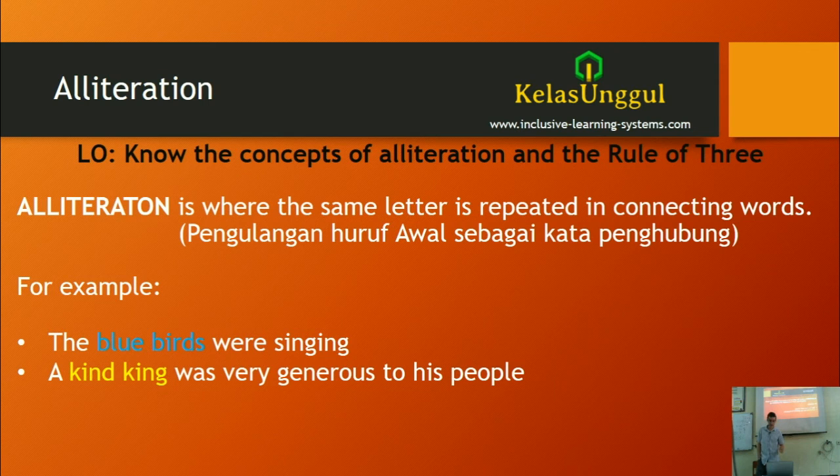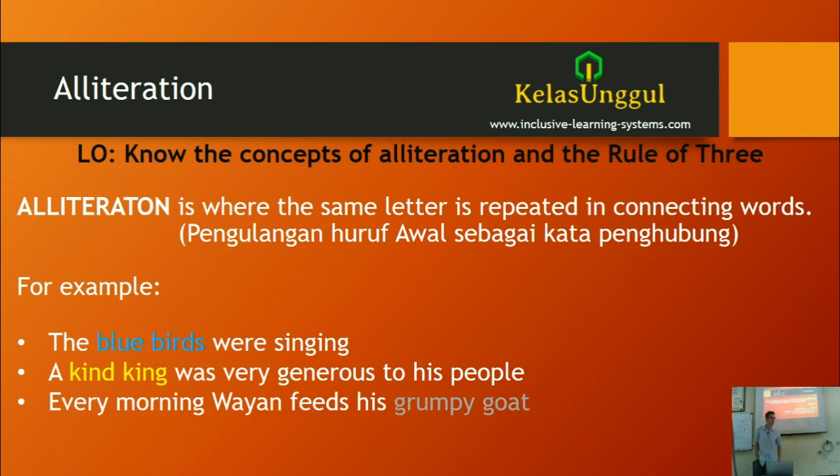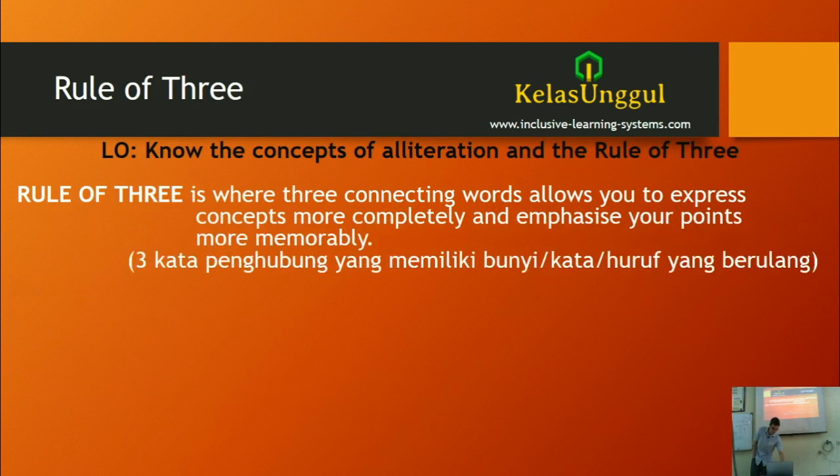A kind king was very generous to his people. Hands up, where is the alliteration in that sentence? Kind king, fantastic. It begins with K, kind king, alliteration. Shh. Every morning, Wayne feeds his grumpy goat. Where's the alliteration? Grumpy goat, fantastic. So that's the concept of alliteration.